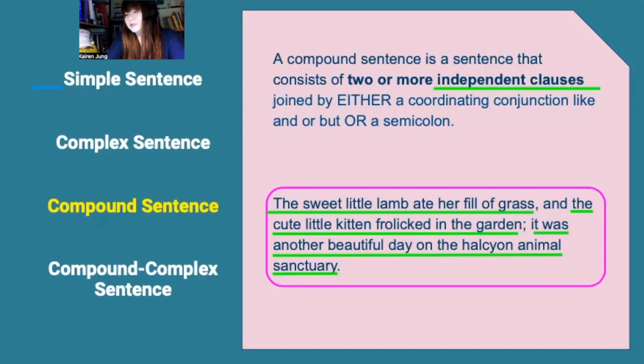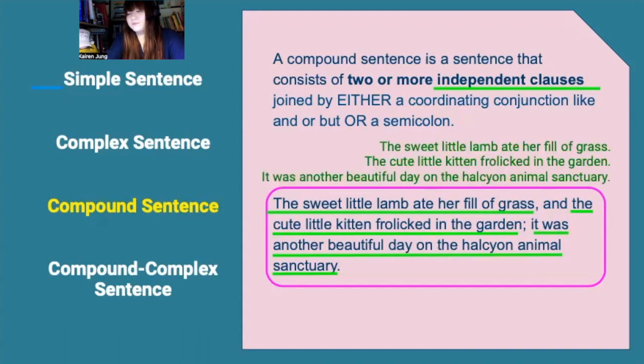Because an independent clause can also stand alone as a grammatical sentence on its own, we can even divvy up this single sentence back into the sum of its parts. 3 sentences that can stand separately on their own. The sweet little lamb ate her fill of grass. The cute little kitten frolicked in the garden. It was another beautiful day on the Halcyon Animal Sanctuary.